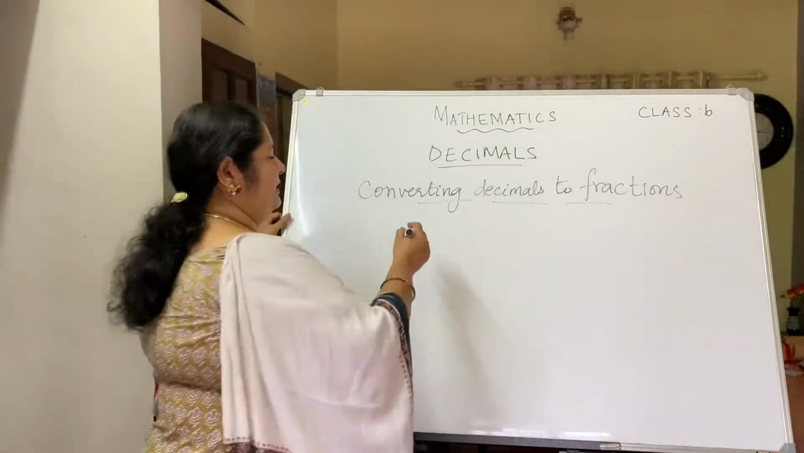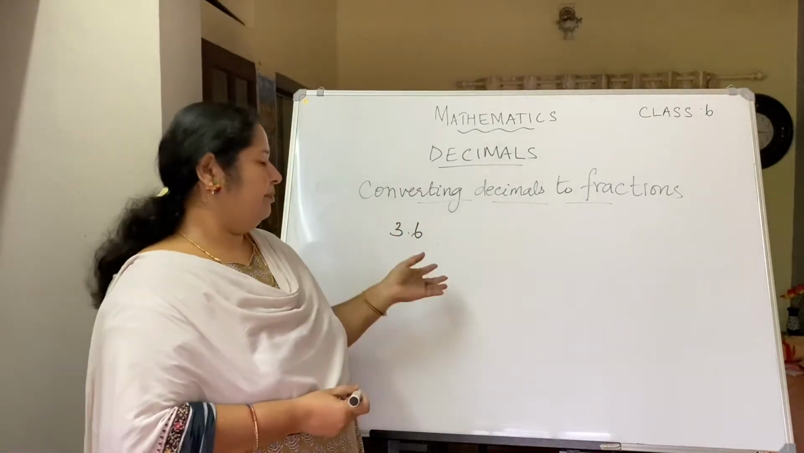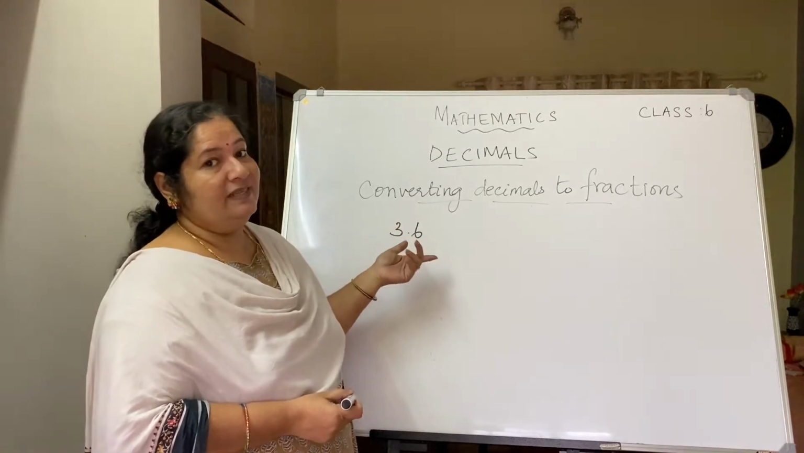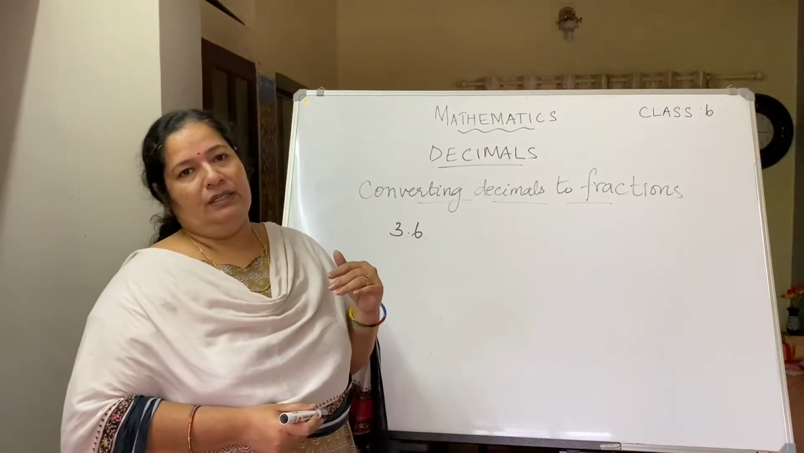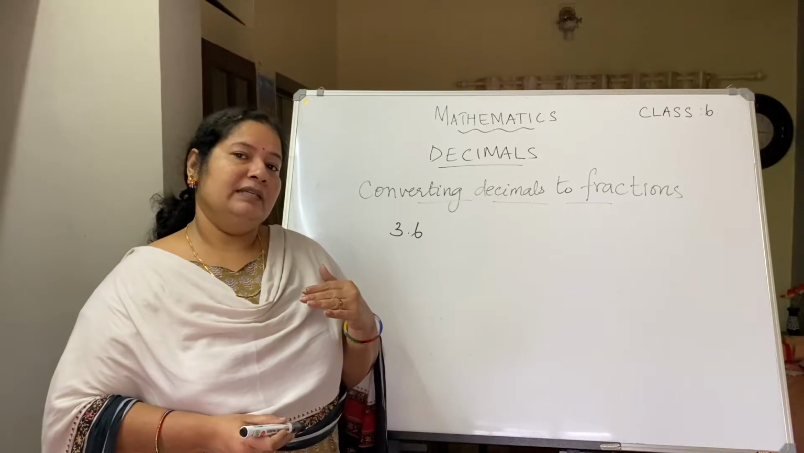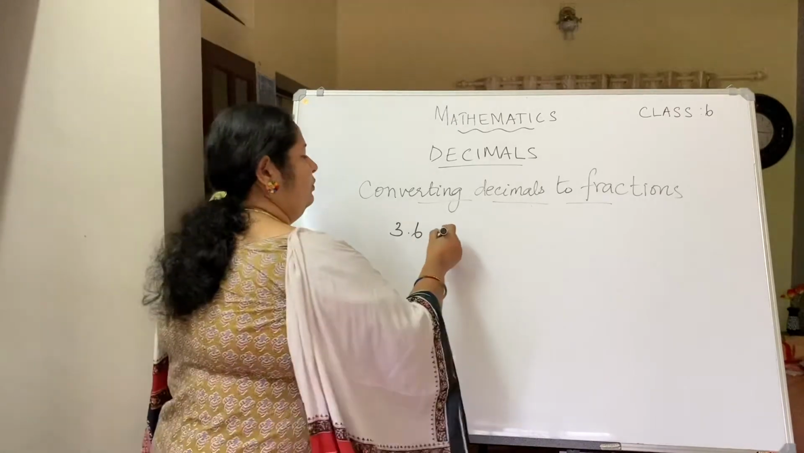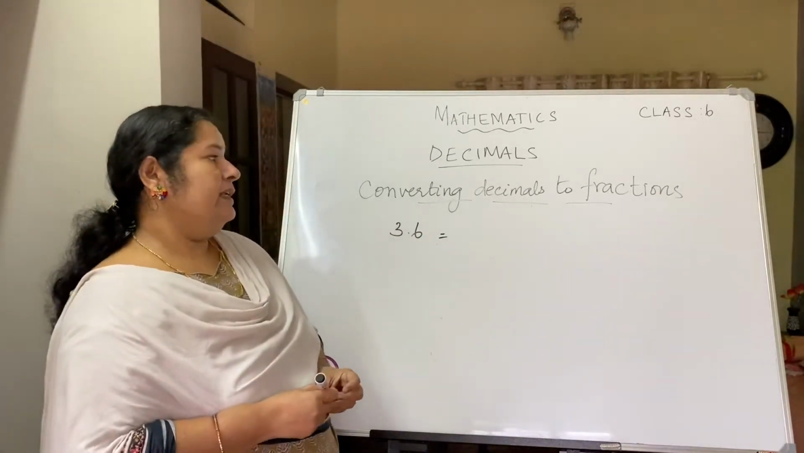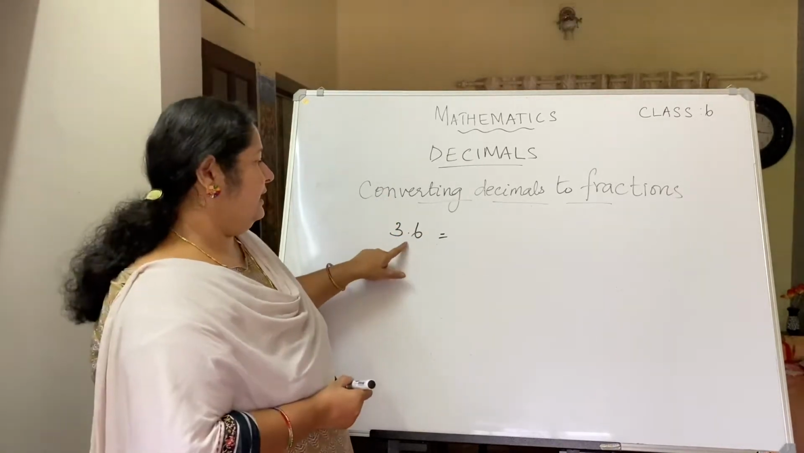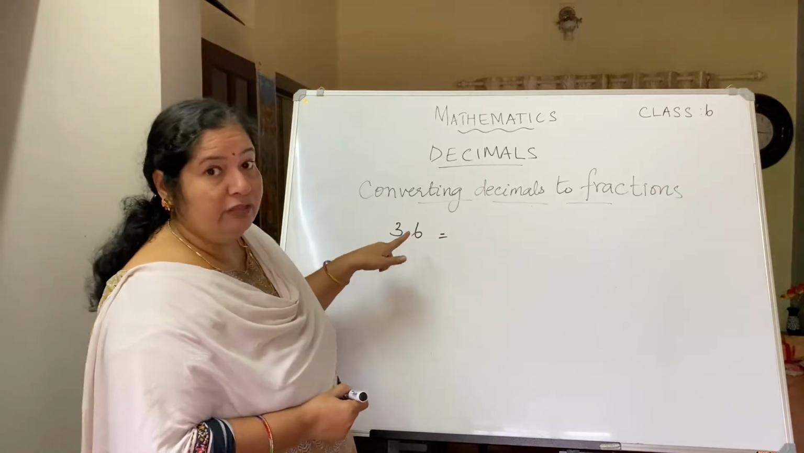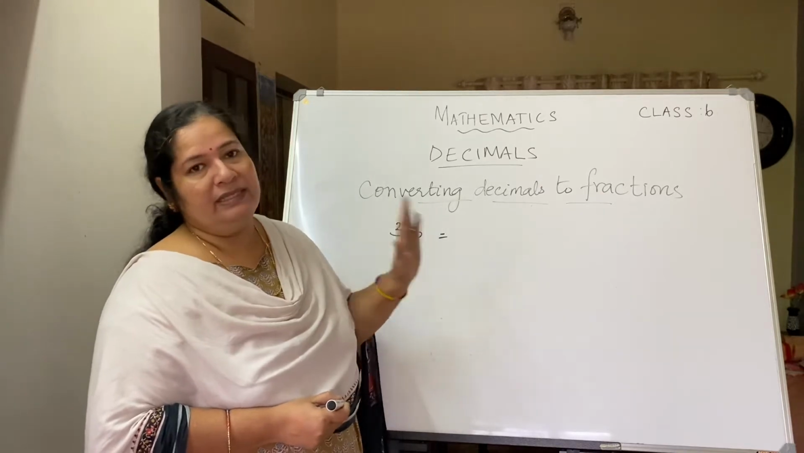Now suppose you have the decimal 3.6. You read this decimal as 3.6. So 3 is in the ones place and 6 is in the tenths place. Now how to convert this to a fraction? Fraction means it is written as a numerator and denominator. When you convert this decimal 3.6 into a fraction, the numerator will be this decimal without the decimal point. That is, you are ignoring the decimal point.